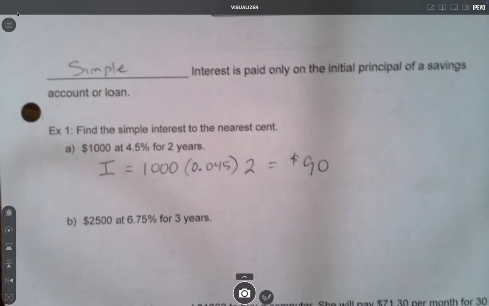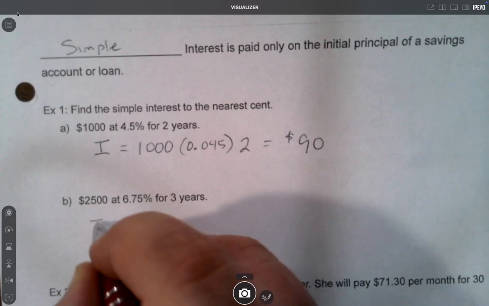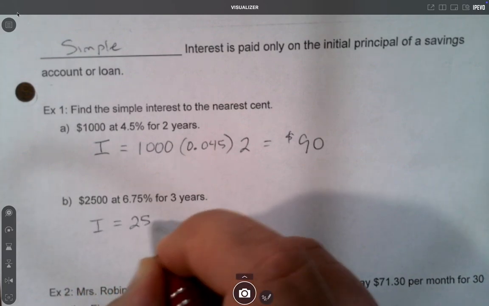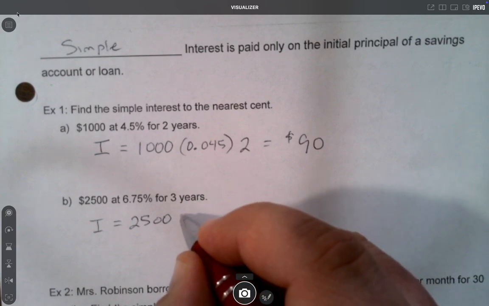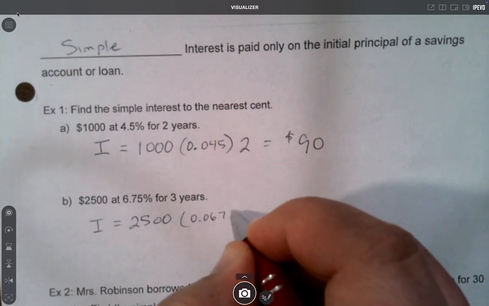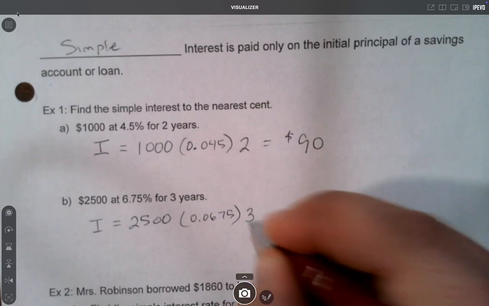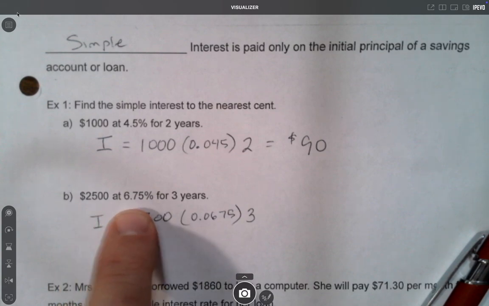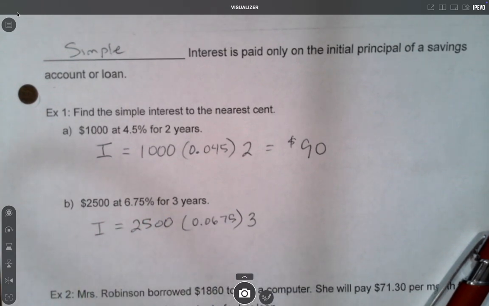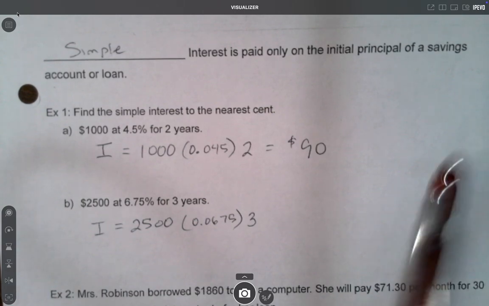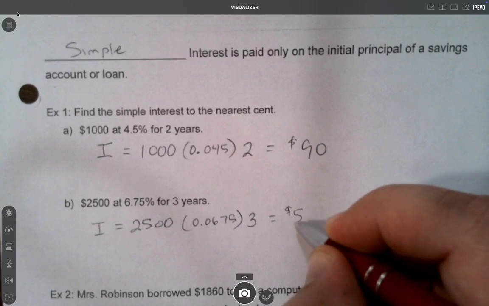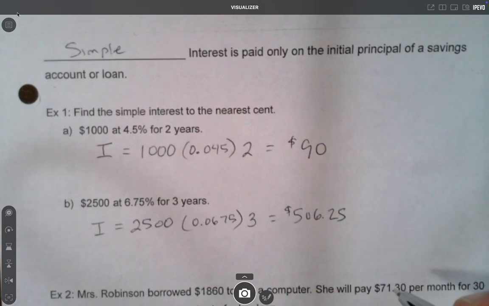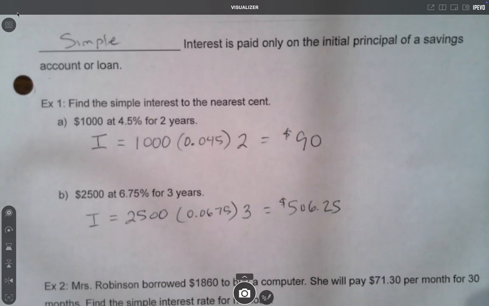Now let's look at what if we invested $2,500 at 6.75%, so 0.0675, and times 3 for 3 years. So this is a higher amount of money we put in, a higher interest rate, and a longer time. So this should lead to even more interest than the first one. 2,500 times 0.0675 times 3 gives us $506.25. And you didn't have to do anything but just put money in the bank and leave it, and you earn that much.